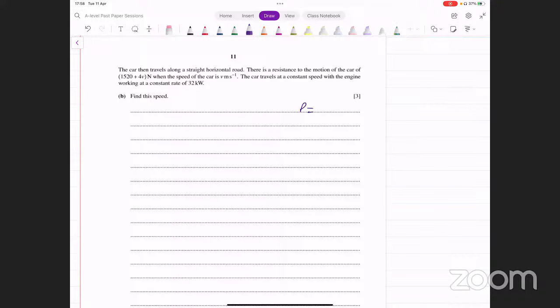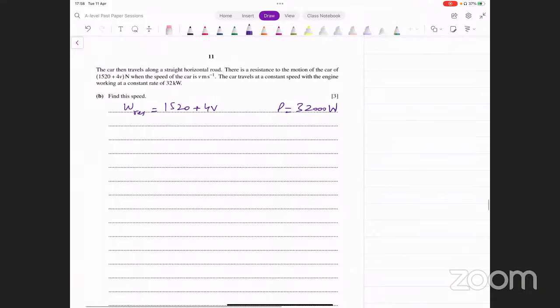हमें power दी हुई है, 32,000 watt. That's one piece of information that we have. And we are given the resistance, which is 1520 plus 4v. अब ये straight road पे travel कर रही है कार, horizontal road पे, ठीक है?